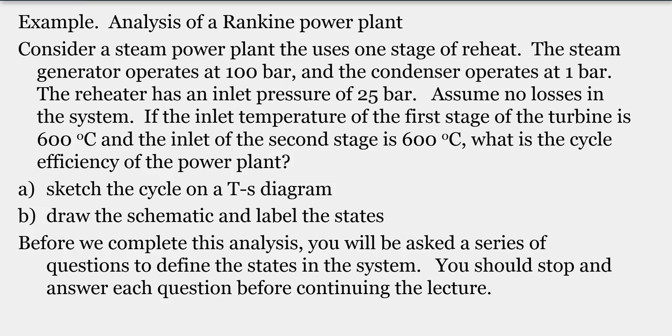If we assume there are no losses in the system, so we're going to treat this as an ideal system, we're going to consider the inlet temperature at the first stage of the turbine is 600 degrees Celsius, and the inlet at the second stage is also 600 degrees Celsius. So that's the second stage of the turbine. So for this analysis, ultimately what we want to determine is what is the cycle efficiency of the power plant. But it's going to take us a lot of work before we can get to that calculation. So we're going to do this step by step.